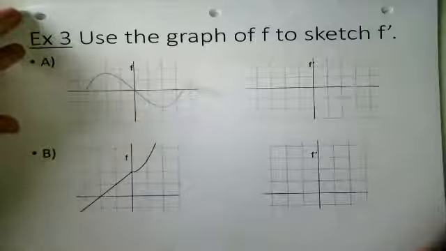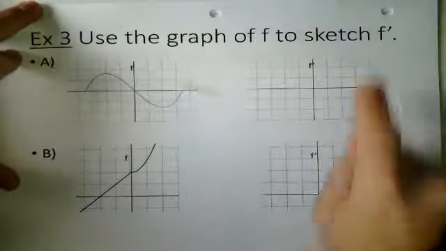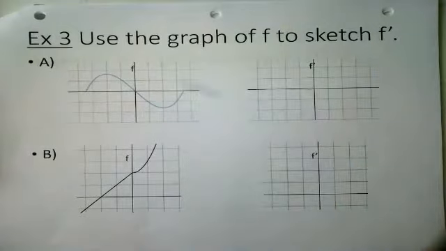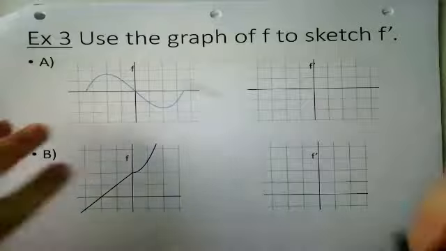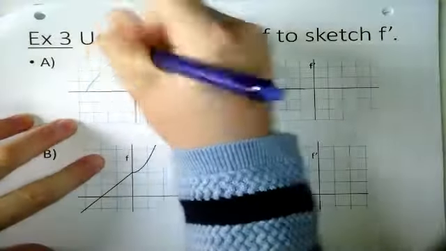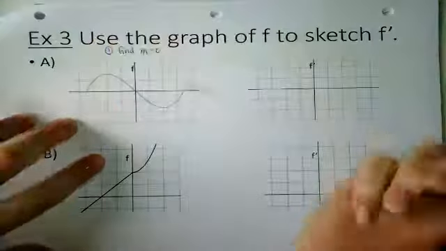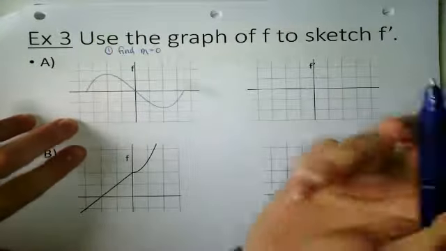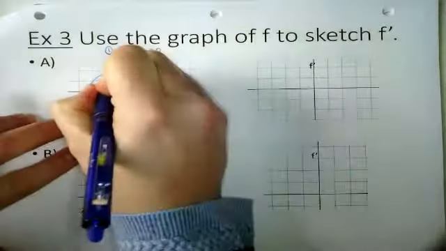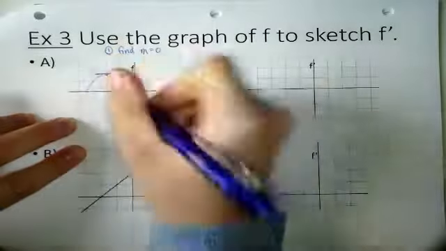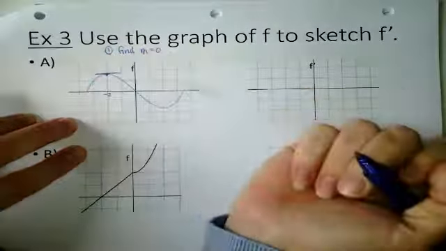All right, example 3, use the graph of f to sketch f prime. So we want to sketch a possible derivative. And again, I think the easiest thing to identify is where we have a slope of 0. So a good place to start is to find where our slope equals 0, where we have horizontal tangents. And you can see right here, we have a horizontal tangent. Well, what does that mean? It means at -2, we have a slope of 0.